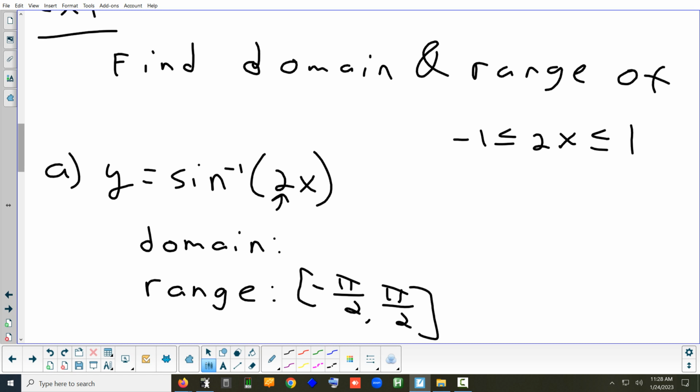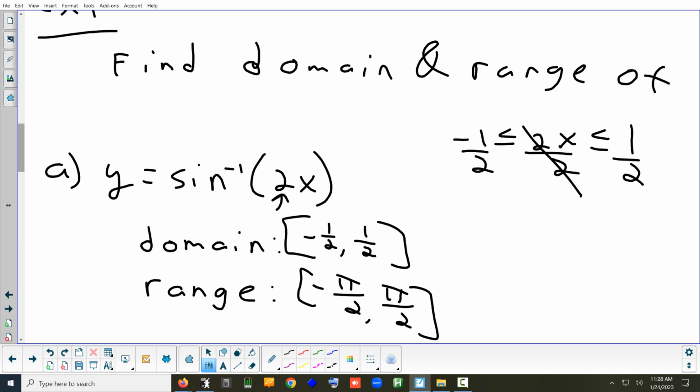And how would you get x by itself there? Divide everything by 2. So as an inequality, the domain is negative 1/2 is less than or equal to x, which is less than or equal to 1/2. How would you write that as an interval? Yep. Negative 1/2 to 1/2, with brackets.